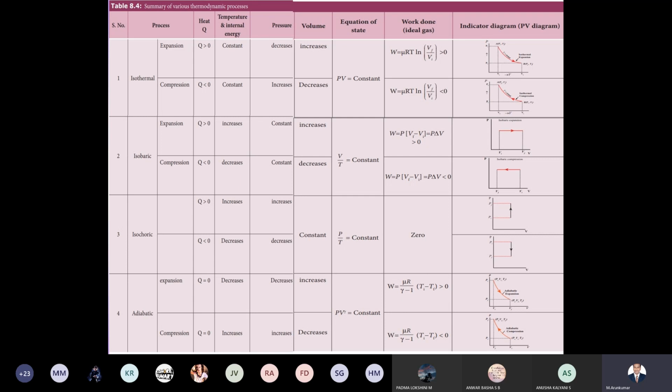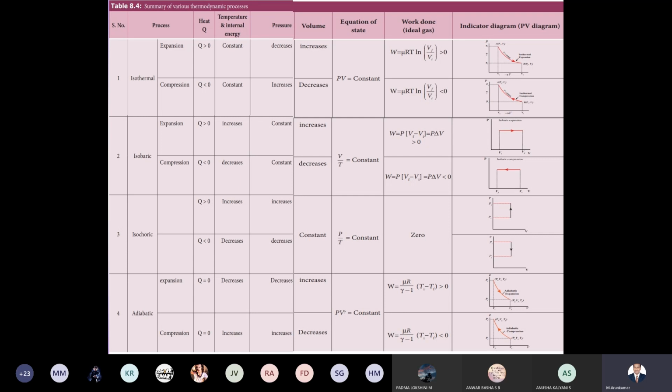Then we can derive the work done W of an isothermal expansion process. We can derive that work done formula later. Also we can derive work done W for the isothermal compression process. Also we can derive work done for an isobaric expansion process, isobaric compression process, and isochoric. In work done, W will be 0 for isochoric processes.